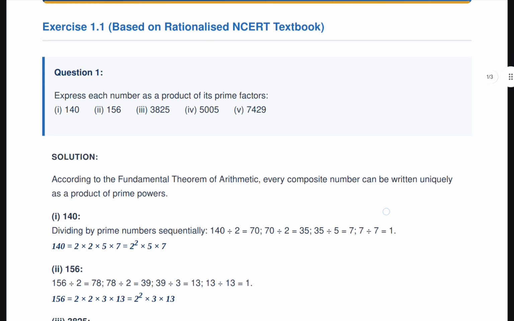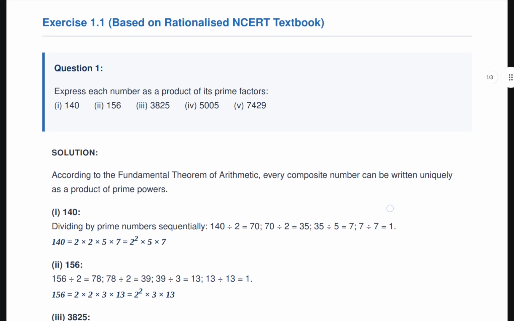So now what is the first question? The first questions are based on rationalized. See here what the first question says: express each number as a product of its prime factors. You have to express all these numbers as a product of prime factors. So we will do the first question first.